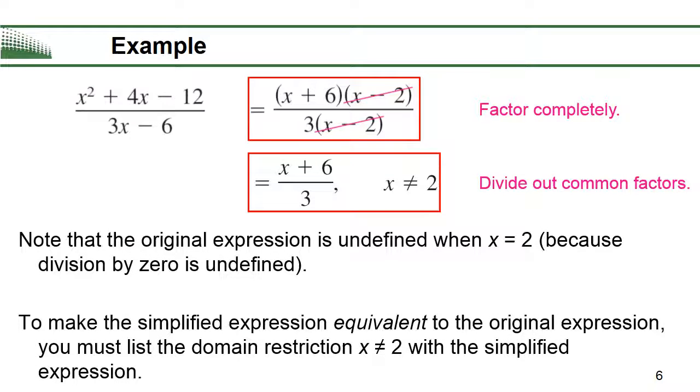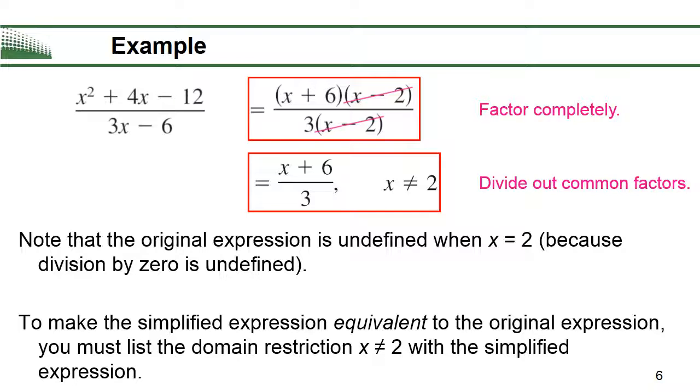All right, so the first step is to factor completely. The top factors into x plus 6 times x minus 2. The bottom factors into 3 times x minus 2. The x minus 2's will cancel and leave us with x plus 6 over 3. Notice we are making the statement that x cannot equal 2. You may think, well, that's kind of weird. When I simplified it, I didn't have x in the denominator, so why does it matter?